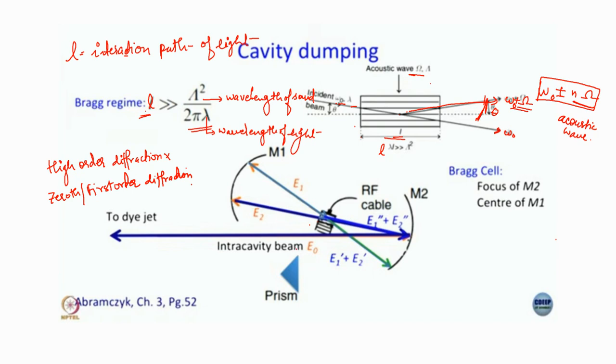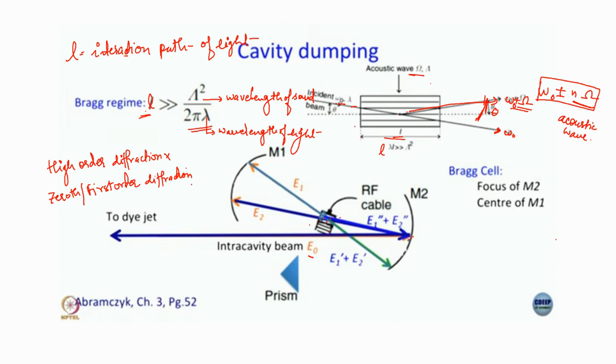So basically in the cavity dumping, say this is the E naught, and you need to change the frequency or modulate it. So what you do is, if E naught is the intensity of the beam that is incident, and E naught is not the intensity, E naught is the electric field vector. So basically, because of the concave mirror, the light gets deflected. Now again, the thing is, the position of this Bragg cell is at a distance of focus from M2 and at a distance of center of curvature from M1.